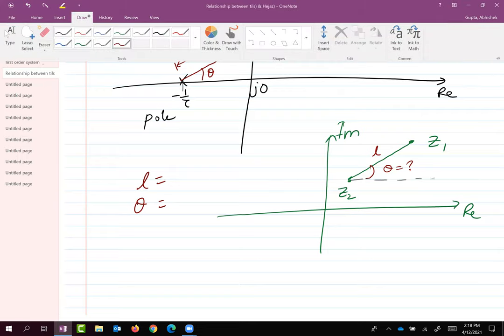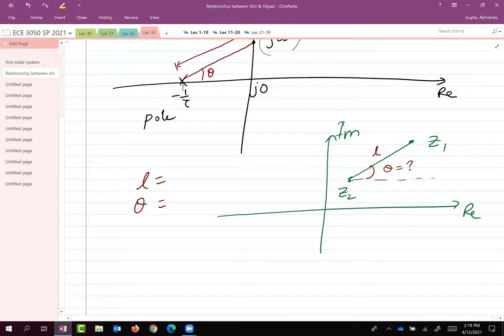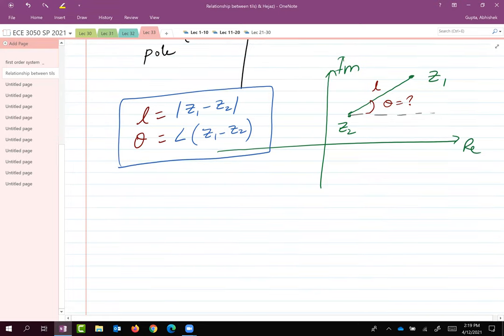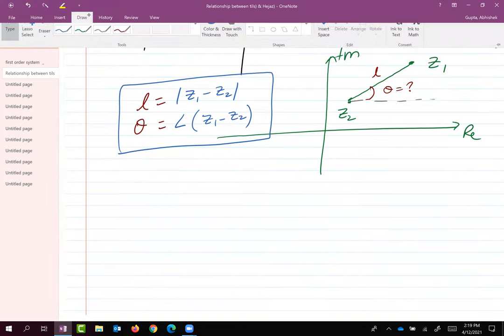Okay, let me tell you the answer. You can certainly check when you go back home. So the length is actually the absolute value of Z1 minus Z2, and theta is the angle of Z1 minus Z2. Okay, so this is something that you should all remember from your complex variables class. So the length of the line connecting two complex numbers is basically the absolute value of the difference. And the angle is the angle of Z1 minus Z2.